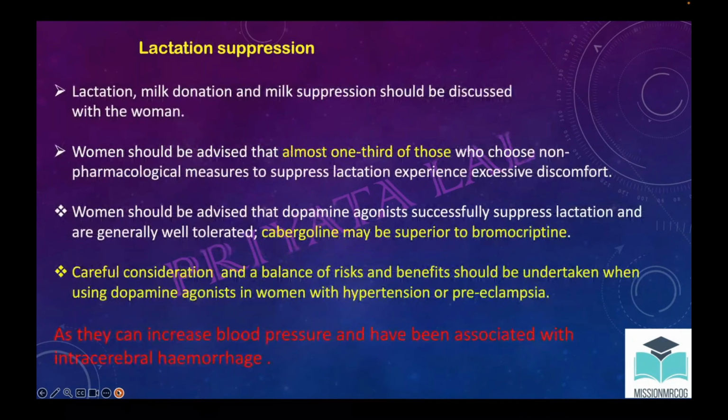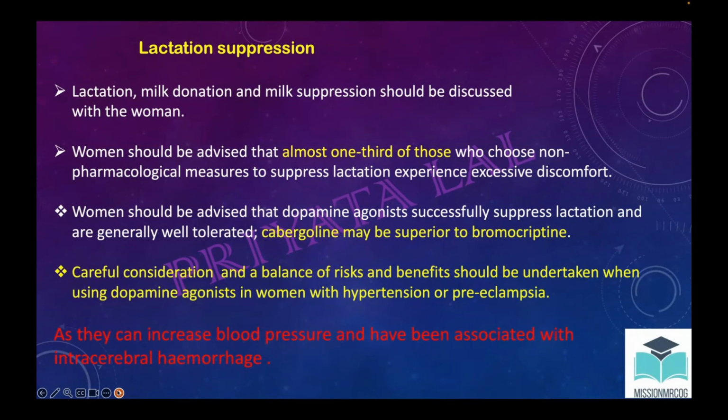Now, lactation suppression. There could be milk donation or milk suppression, but both things have to be discussed with the patient. Previously, this milk donation option was not there, but in the new guideline these are the two options, so you have to remember this. So milk donation or milk suppression. Now, it can be done physically, but with that discomfort is more. Apart from this, a dopamine agonist is given. These are cabergoline or bromocriptine, that we already know.